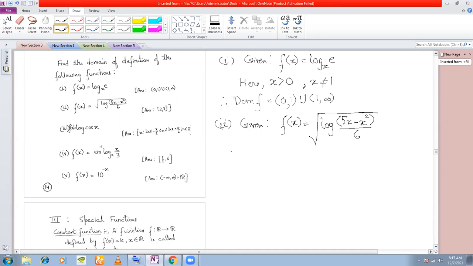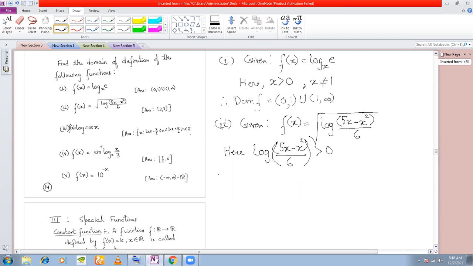First of all, what is the restriction here? Any quantity under a radical must be non-negative. So here, the quantity under the radical is log of (5x minus x square) by 6. This quantity has to be positive.